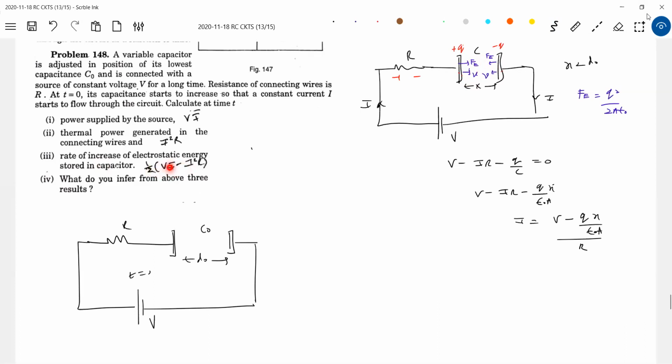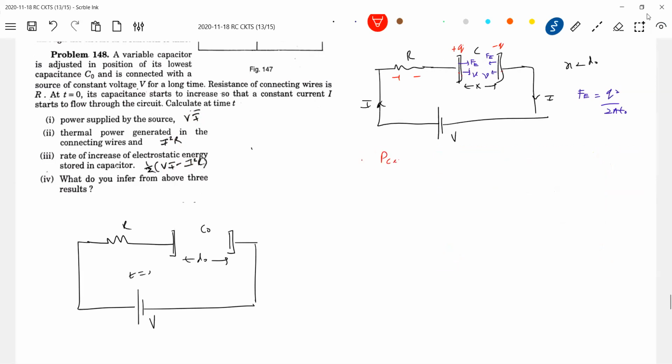So how to show this? I think this is quite natural, no? V I minus I square R will be available across the capacitor. Mathematics may not help us much here. So first, work done by the cell: power supplied by the cell, V I. Power dissipated across the resistor, I square R. The power available across the capacitor. I think it's a natural rule, no?